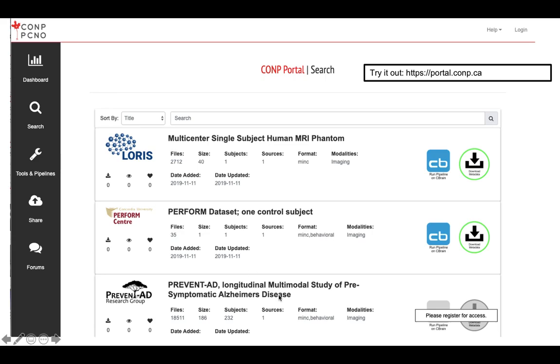The bottom one here, for instance, Prevent AD, longitudinal multimodal study of pre-symptomatic Alzheimer's disease. This is rather different than either the CCNA that I described, the Canadian Neurodegeneration Network database, or ADNI, the US Alzheimer's disease database, in the sense that this is a database of subjects who are at risk for Alzheimer's disease because they have a family member who already has the disease. So this allows one to explore very early stages in Alzheimer's disease before it's become symptomatic.